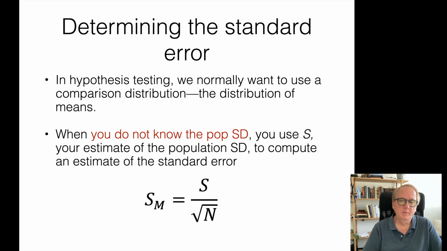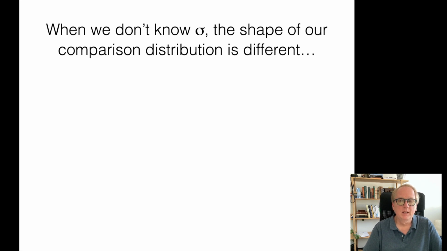So here's our formula that we introduced this week for when we don't know the population standard deviation. Use your sample standard deviation as the n-1 version of the formula, and then divide it by the square root of n, and you'll have your estimate of the standard error. Now, keep in mind too that my second and third points are that the shape of this comparison distribution is different.